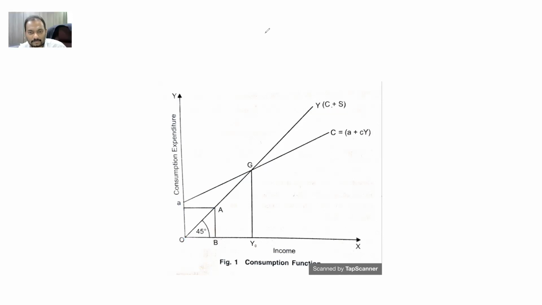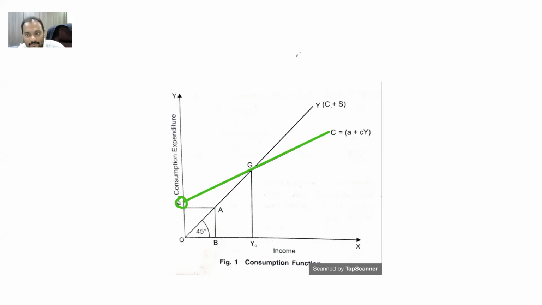Consumption line is touching which axis? Y-axis. What does this point indicate? Autonomous consumption. What do you mean by autonomous consumption? Consumption at 0 level of income. Is that part clear?